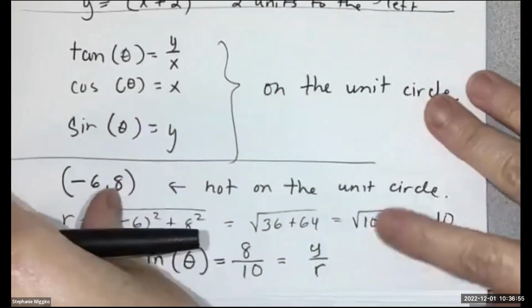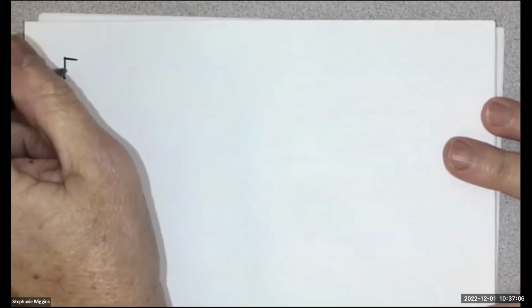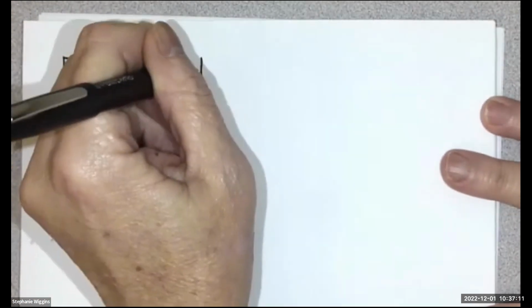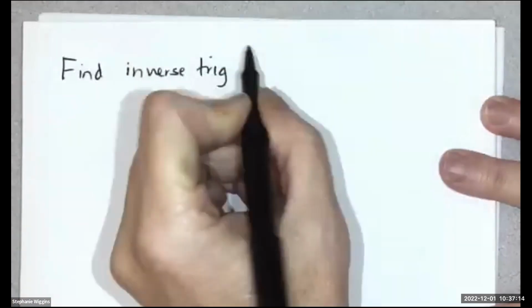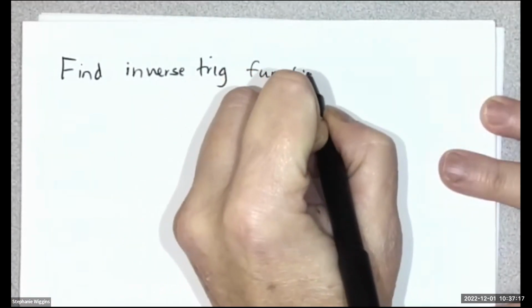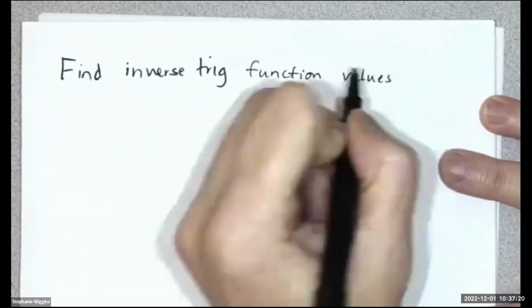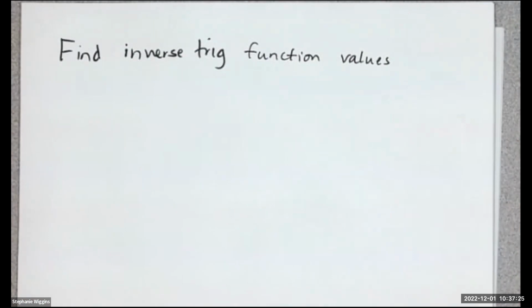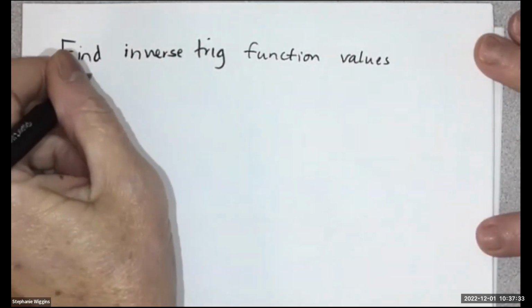Now let's use the unit circle to find inverse trig functions. So you're going to need to be able to find inverse trig functions. So you've got to be careful about using your calculator. Your calculator is going to give you a number inside a certain range. So it's really important to use the unit circle.